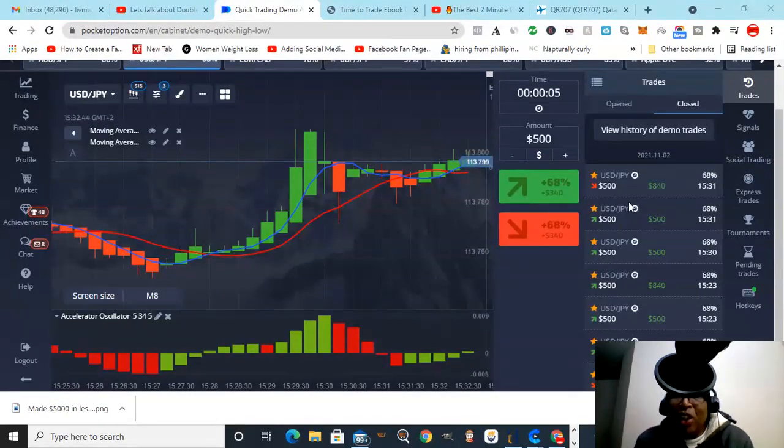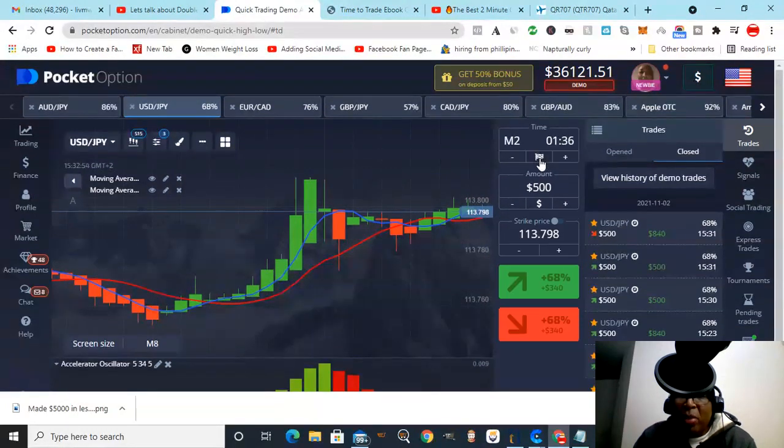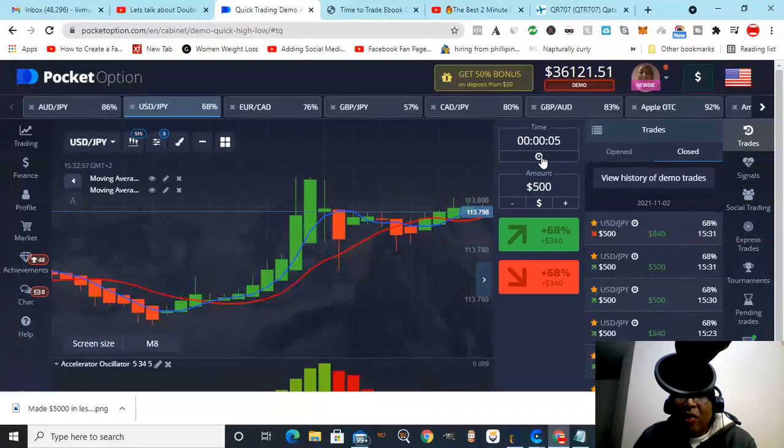So you go to where you see this flag here, right here where I'm clicking right now. You click that flag, okay? And you lower all this, you put 0 here, you lower everything. The minimum is 5 seconds. So you can take 5-second trades.